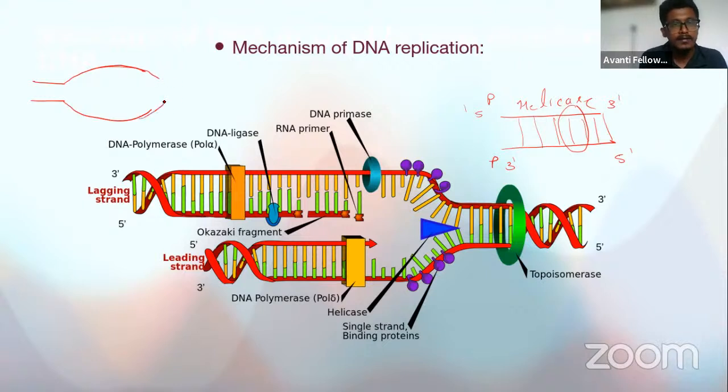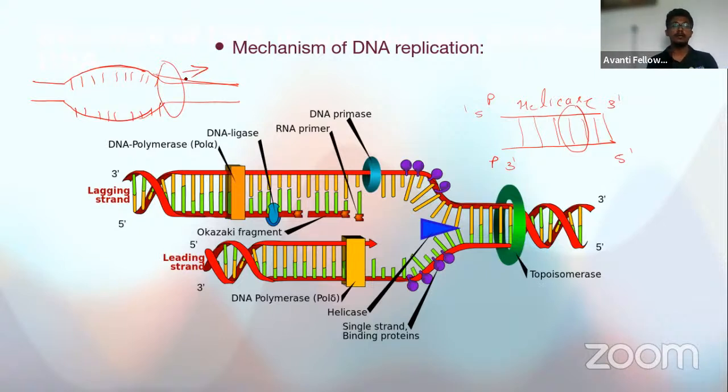Once they open up or unzip like this, the strands are open here. That means the bonds are clearly not interacting with each other, and they're just separated apart. Once they're separated apart, you can see helicase is moving in this direction. Once this separation happens, now what happens, guys?